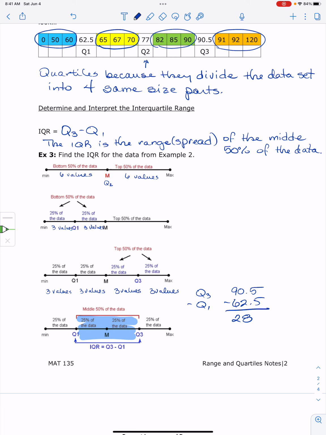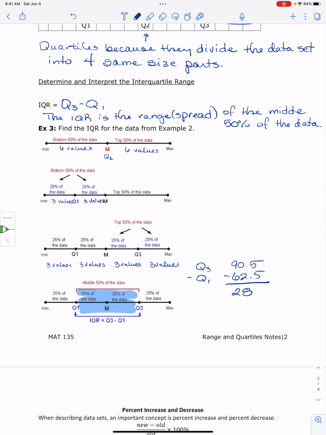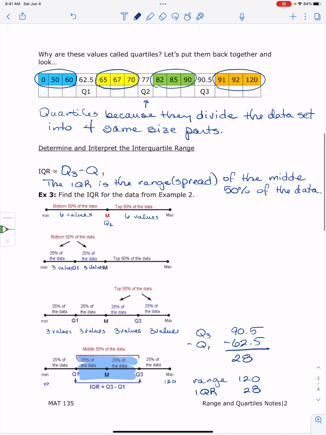Now think about it. If we take a look at that whole data set, our min was 0, our max was 120. So the range of our data set is 120, but our IQR is 28. So that middle 50% is not spread out as much as the data set as a whole.